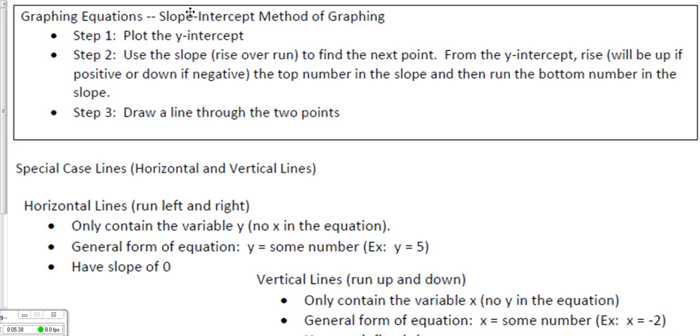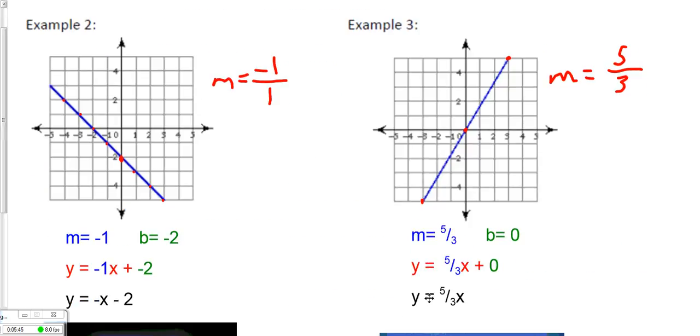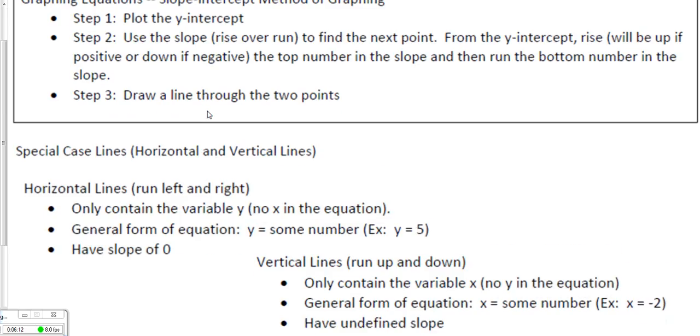Graphing equations. There's the slope-intercept method of graphing. You find your y-intercept, plot it, then use the slope as your rise over run to find the next point. From your y-intercept, you go up or down however many you're supposed to, and then over to the right however many you're supposed to. With those two points, simply connect them with a line, and you have your linear graph.